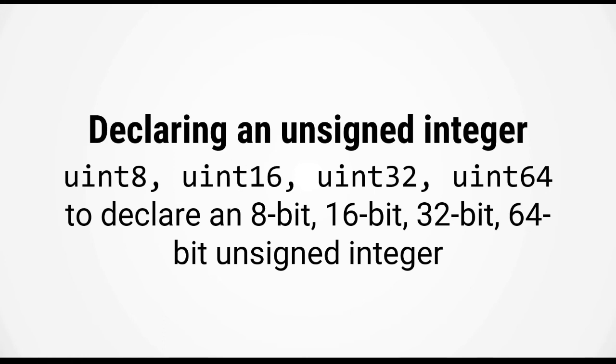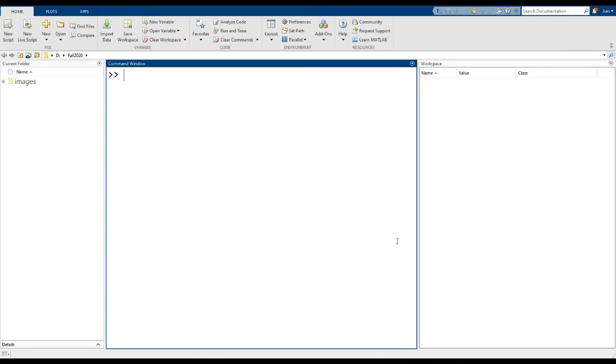Let's switch over to MATLAB. Let's create an unsigned 16-bit integer with a value of 100. To do so, we can type in I equals uint16, open parentheses, 100, close parentheses. And notice the class of this variable is uint16.